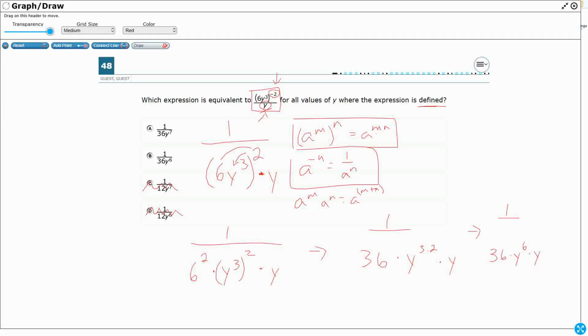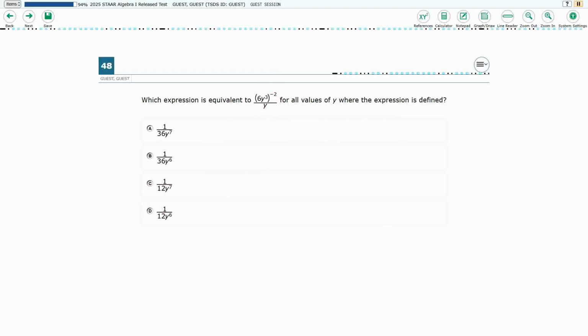Now, that last y is just y to the first, right? And so we can use this product of powers right here. We have the same bases, so we can end up adding those two. So we're down here, and I think we're finally there. 36, and then y to the 6 plus 1, which gets us 1 over 36y to the 7th. So many steps. We went from here to here, over there, all the way down there. But we have our answer here of A, 1 over 36y to the 7th.